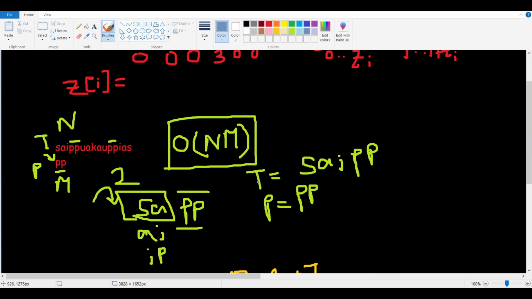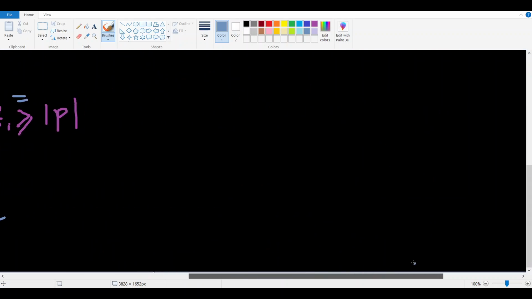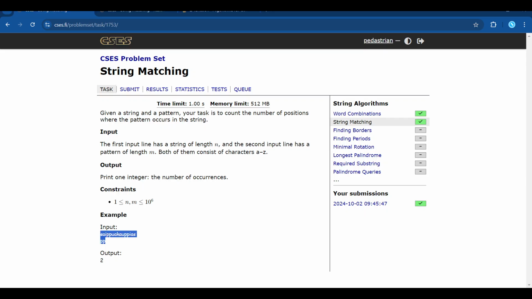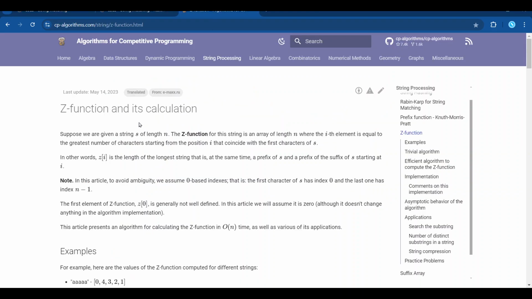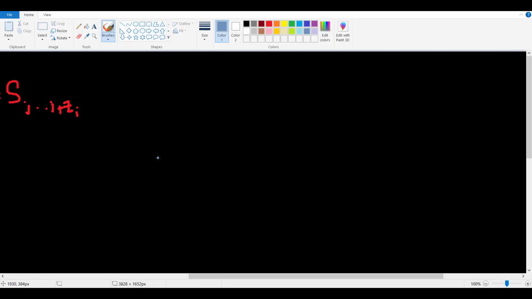Now, how are we computing this z value? That is one important part of this algorithm. I will provide the link of the z function article from CP algorithms. I have gone through this algorithm, and it is explained there. But still, I will explain the gist of it.